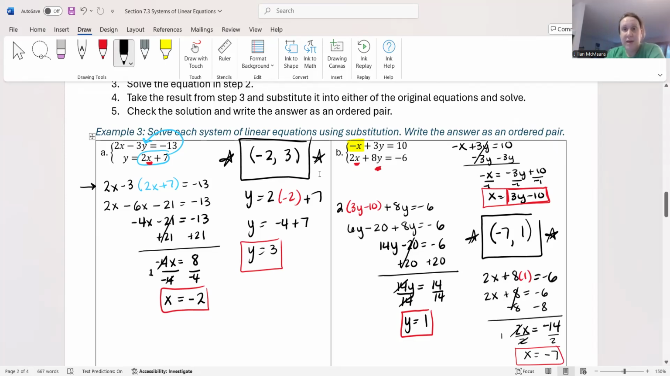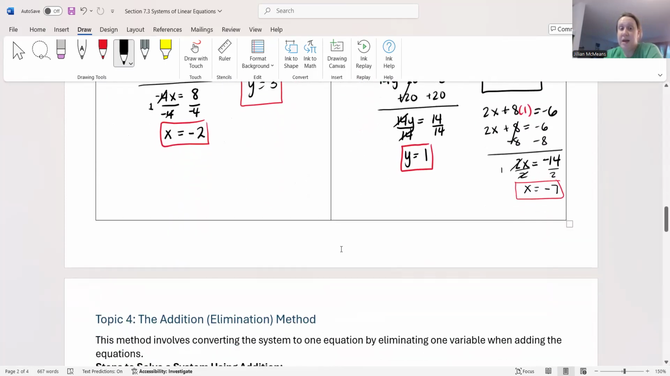Okay, so that is solving systems of equations using the substitution method. In the next video, we will look at the addition method, which is also sometimes called the elimination method. Okay, I am fine if you call it either one. All right.